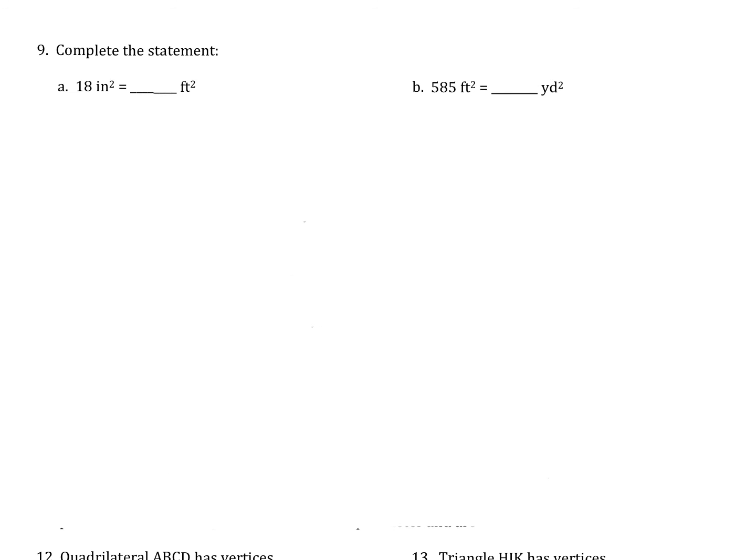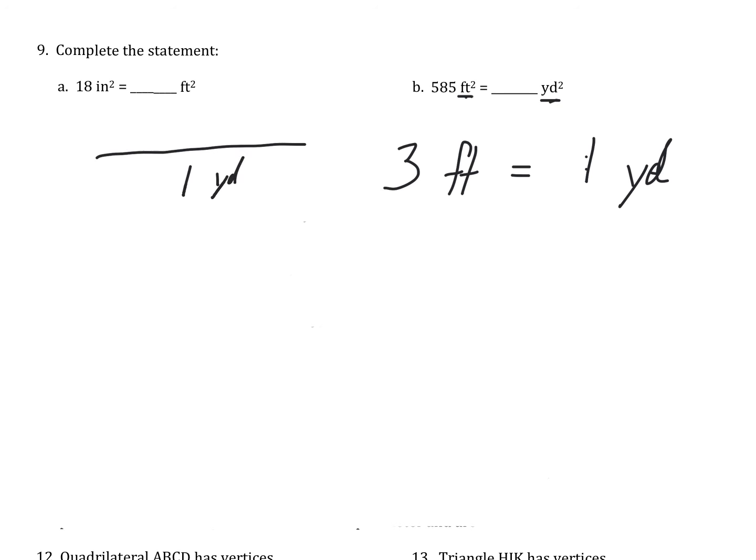So for 9b, let's start off the same way. Now I'm going from feet squared to yards squared. So I want to think about, how do I make these two equal? Well, instead of thinking about the squares, let's go back and just think about one-dimensional. So 1 yard is going to be equal to 3 feet. So if I had a yard here, it's my 1 yard, same length as 3 feet.